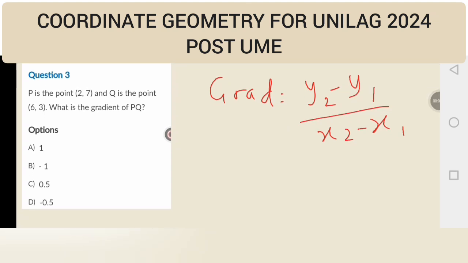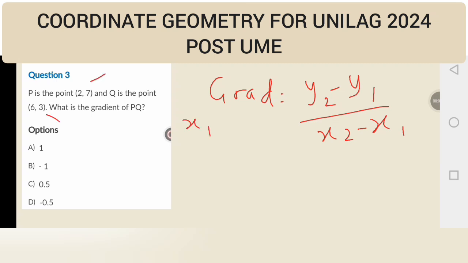We are told that P is the point (2, 7) and Q is the point (6, 3). We have to find the gradient of PQ. The gradient of PQ. So it's very straightforward. Use the formula for gradient. This is the formula of gradient here: (y2 minus y1) divided by (x2 minus x1). So this is our values here. So we pick the values from here and from here.